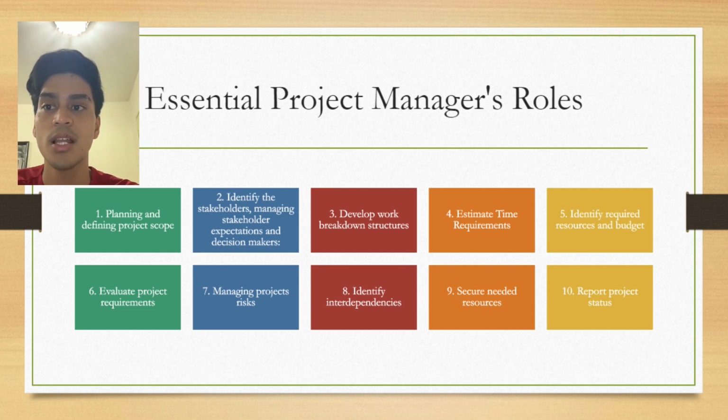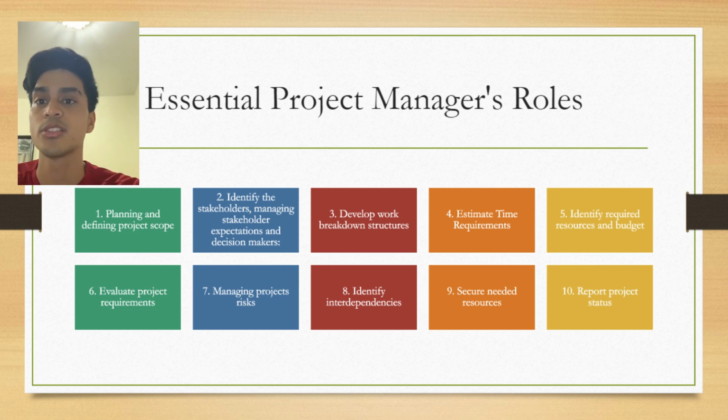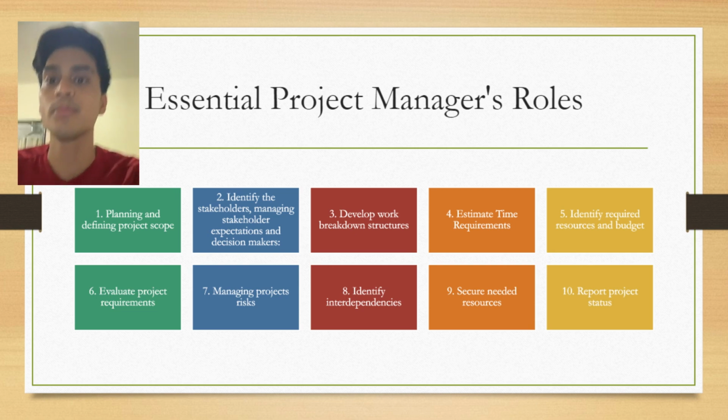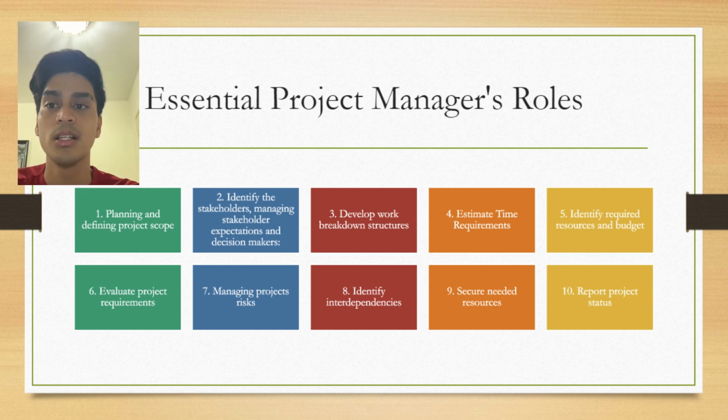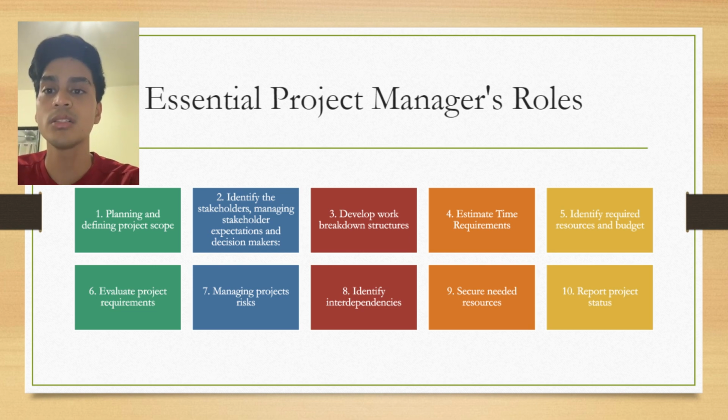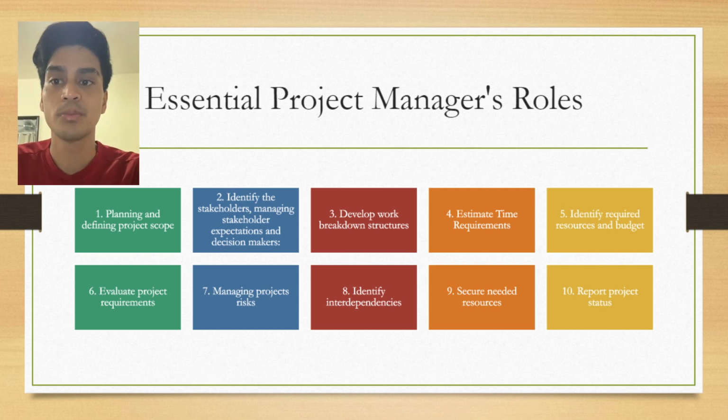So the second last is secure needed resources. Project manager needs to identify the necessary resources, allocate them effectively, and ensure they are available when needed. The last one is report the project status. The project manager needs to oversee all the project closure process, conduct a project evaluation and documentation.